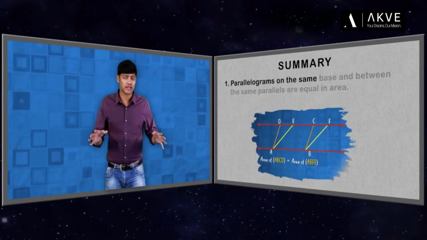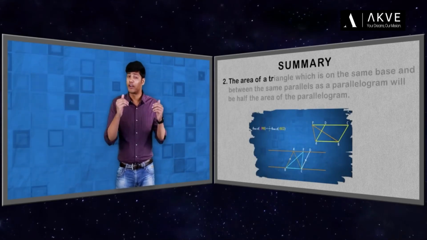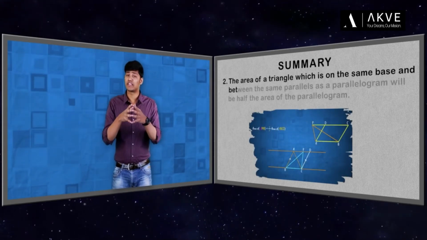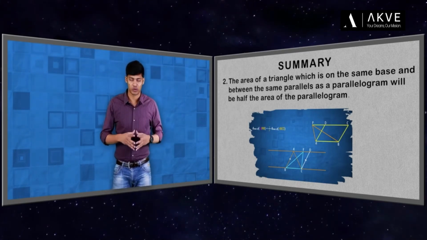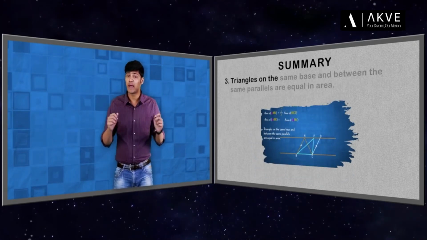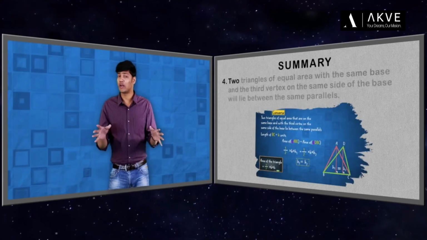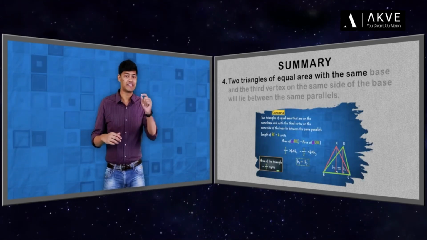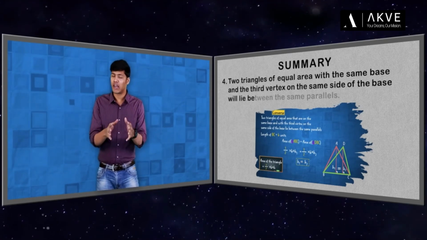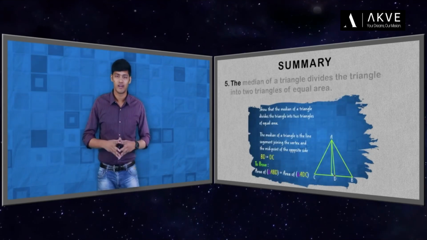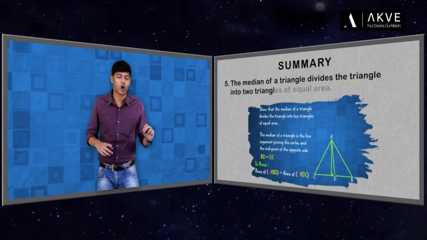Parallelograms on the same base and between the same parallels are equal in area. The area of a triangle which is on the same base and between the same parallels as a parallelogram will be half the area of the parallelogram. Triangles on the same base and between the same parallels are equal in area. Two triangles of equal area with the same base and the third vertex on the same side of the base will lie between the same parallels. The median of a triangle divides the triangle into two triangles of equal area.